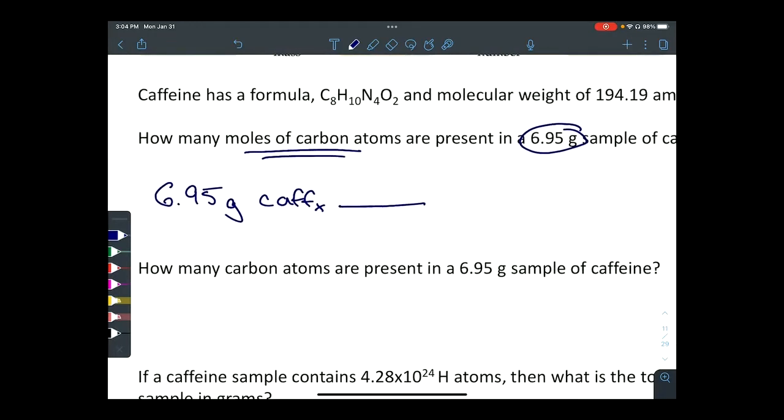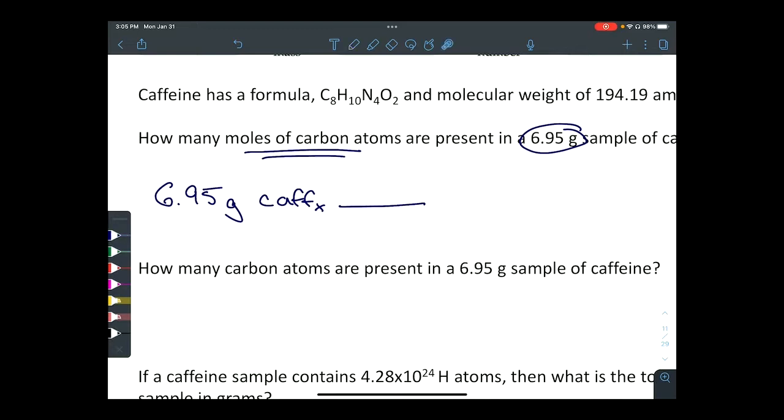All right, we're in grams of caffeine. My goal is to get into moles of caffeine because I want to get to moles of carbon. So here I'm going to use the molar mass of caffeine. I want to use the molar mass of caffeine because that is the identity of the sample here.